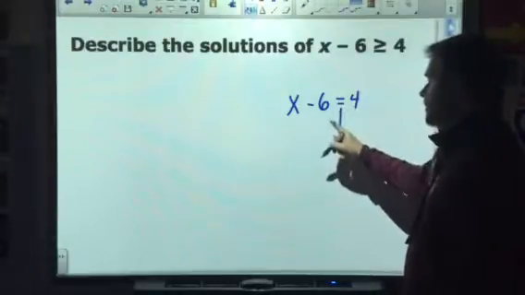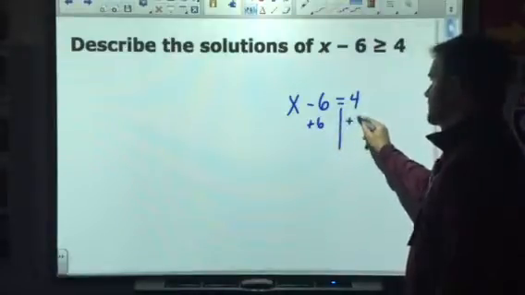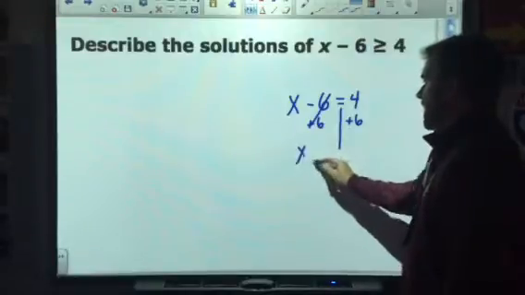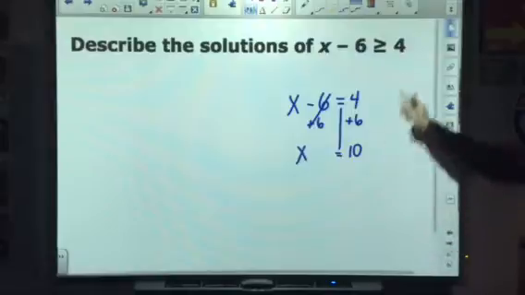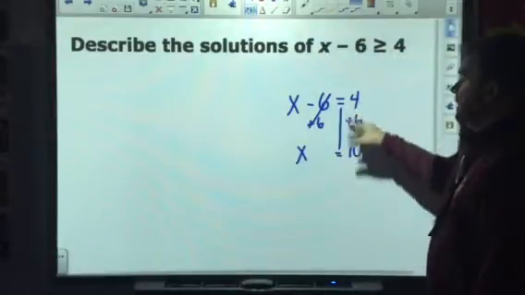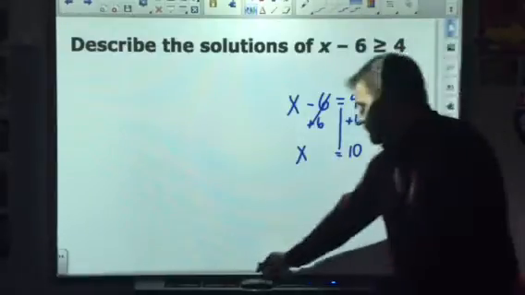So with this, we want to do the inverse operation. We're going to add 6 to both sides. The 6's will cancel out, and we're left with x equals 10. We do the same process for the one on the top, but instead of saying equals, we're just going to keep our inequality in the equation.